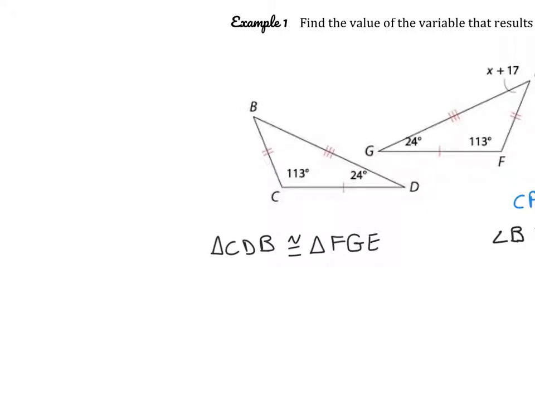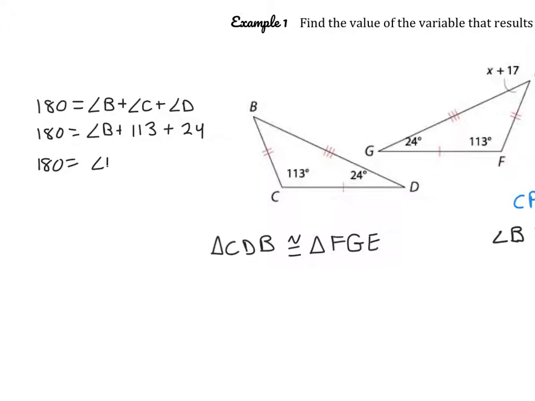So hopefully we remember that the three angles of a triangle should always add up to 180 degrees. So we can say 180 degrees should equal angle B plus angle C plus angle D. We're trying to find angle B, but we know that angle C is 113 and angle D is 24. So I can combine like terms, so I can finish solving. So angle B plus 137. So that means that angle B is 43 degrees.